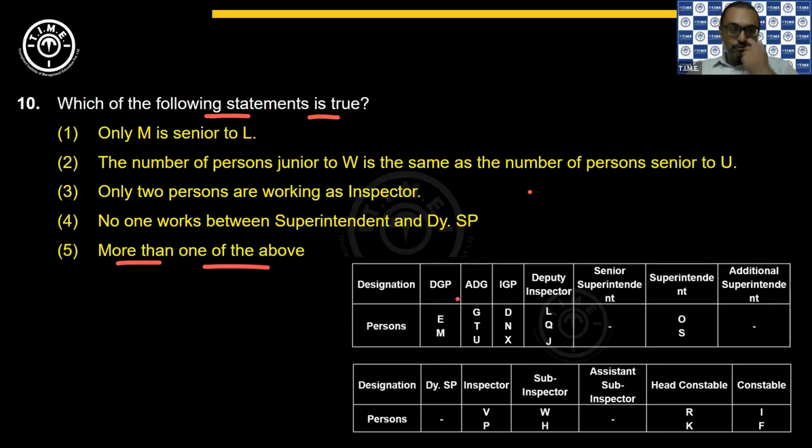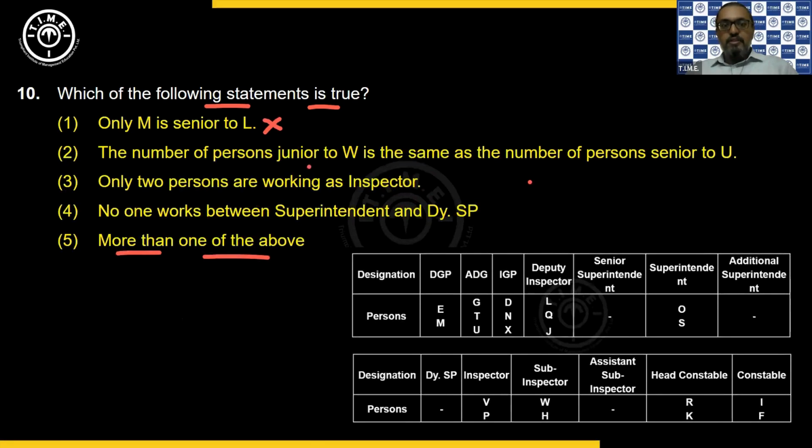Okay, Suyog says option 5. So let's see, we have only M is senior to L. No, this is wrong. The number of persons junior to W, so junior to W is 4 people, is same as number of persons senior to U. No, that is also wrong. Only 2 persons work as inspector. Yeah, that is true. No one works between superintendent and deputy SP. Yeah, no one is working.